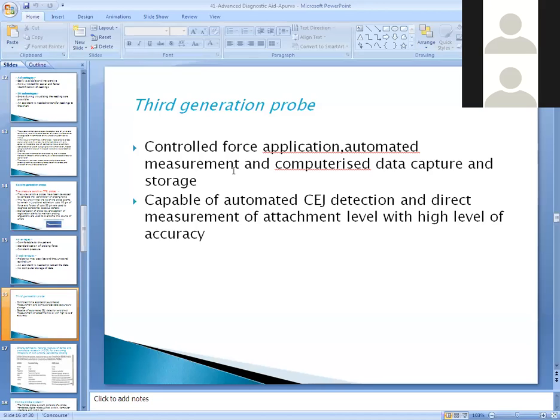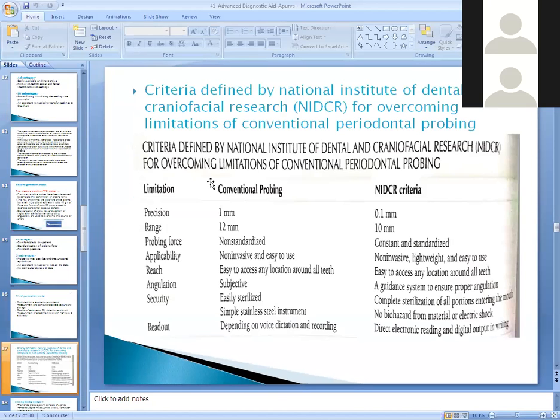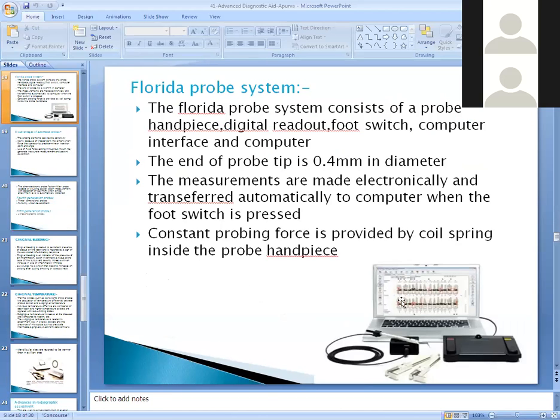In a similar manner, third generation probe is a system made up of software. In that software, if you want to measure the pockets related with upper right six, you need to click on that tooth image, and you have to insert the probe inside the patient's mouth. This computerized system has, see here, I'll show the image of this Florida probe system. This is the digital interface where you will be able to see, then a foot control is there, a long coil is there. Other than that, this is the probe.